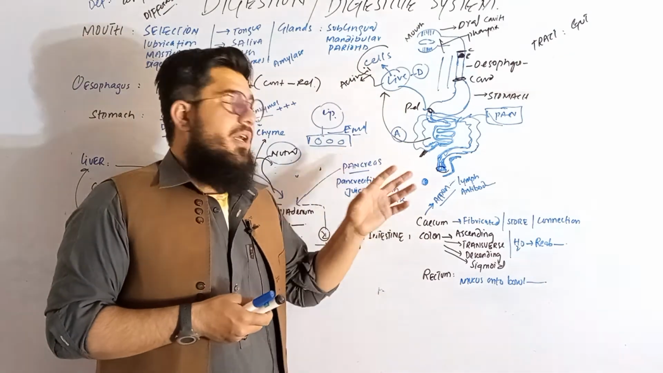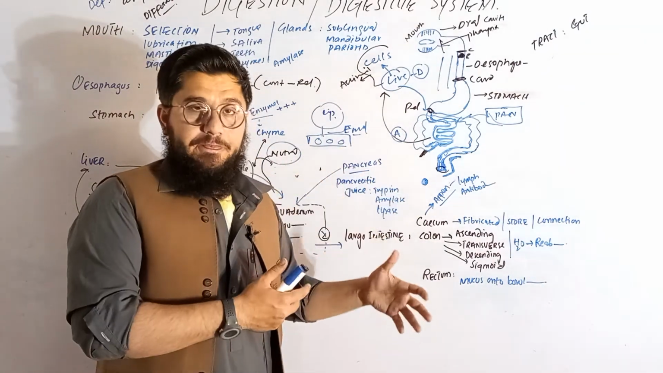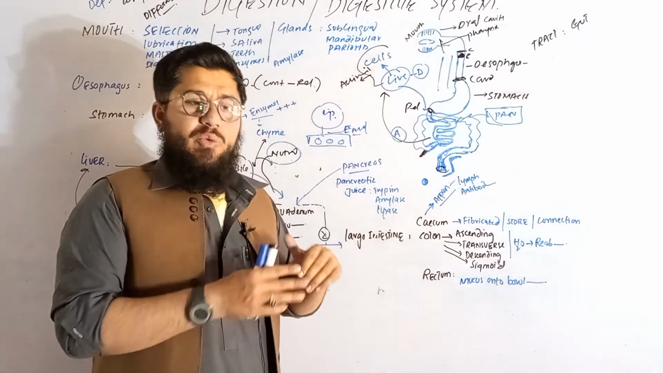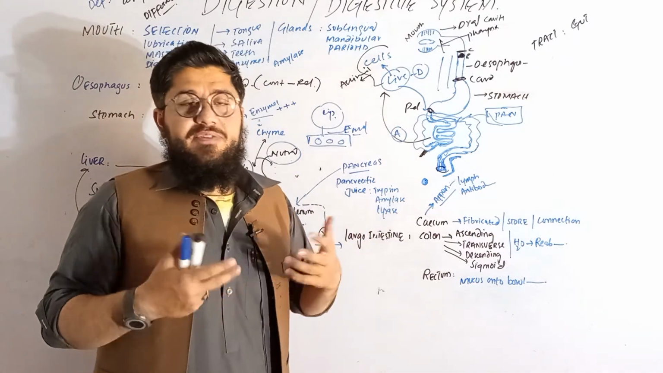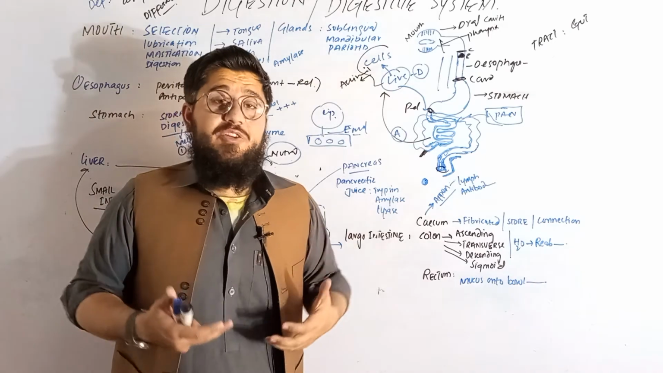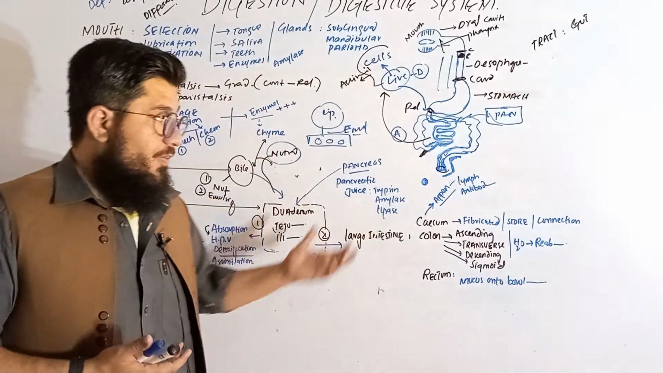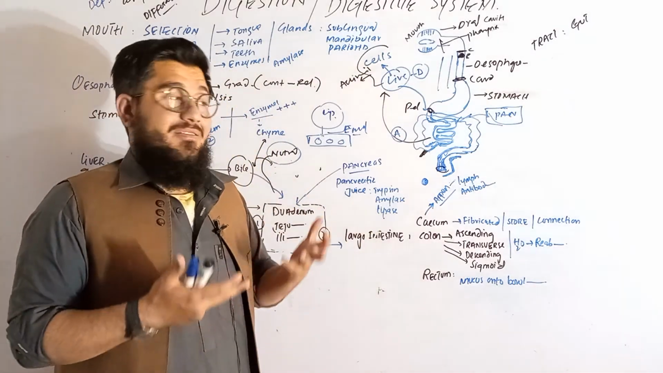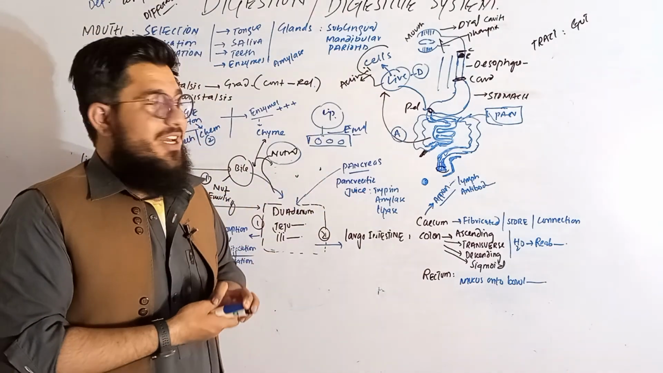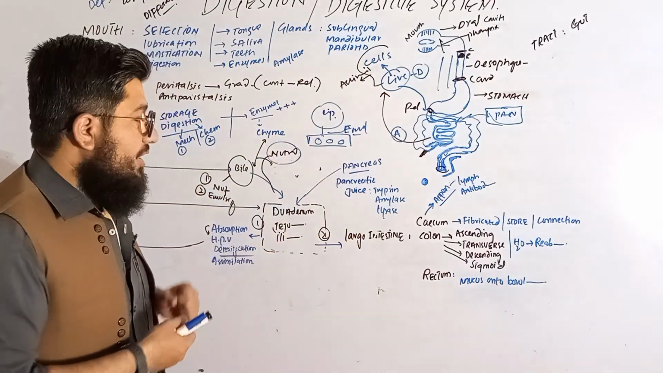It is not controllable in neonates and kids. When they grow up, after that it comes under voluntary control, and we can do it when we desire. I'm talking about defecation. So this is all in short from my side.